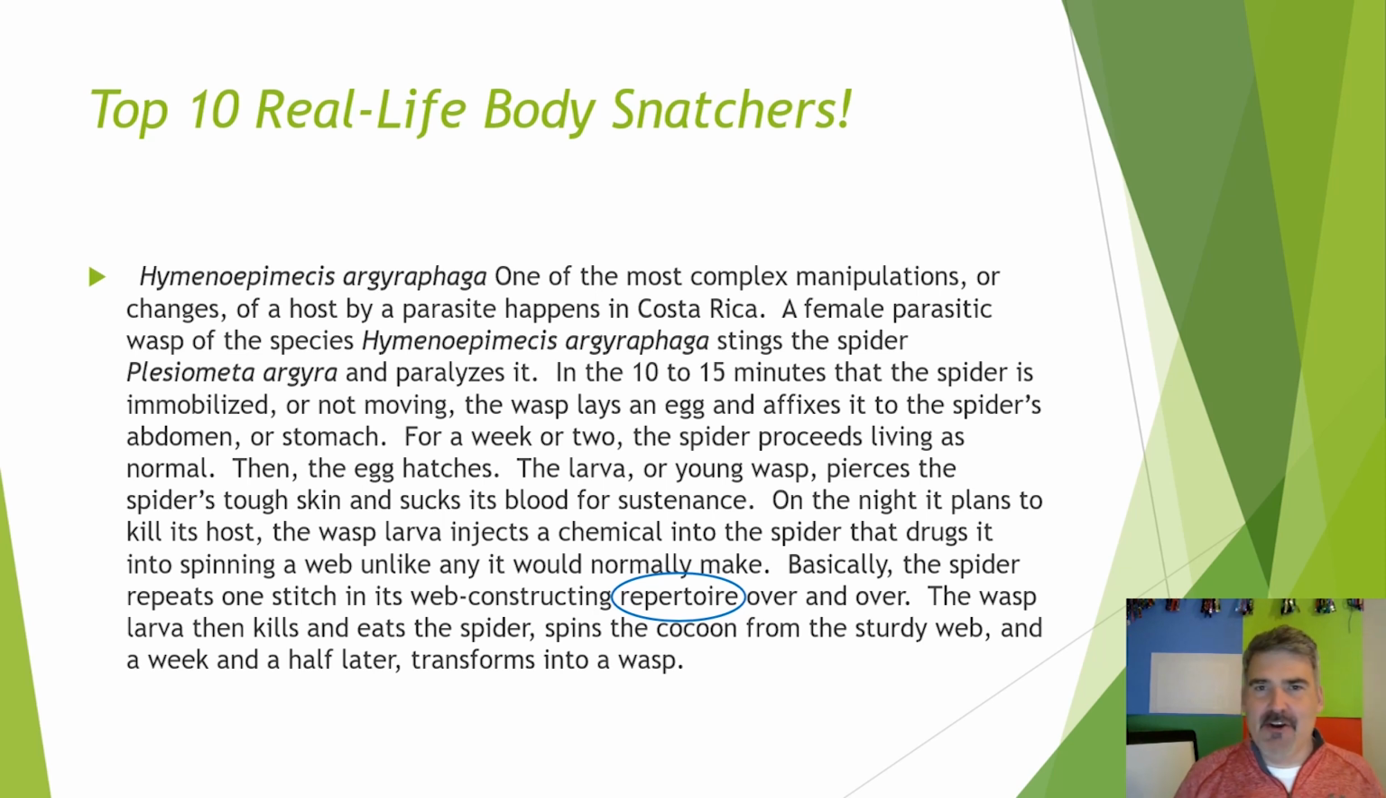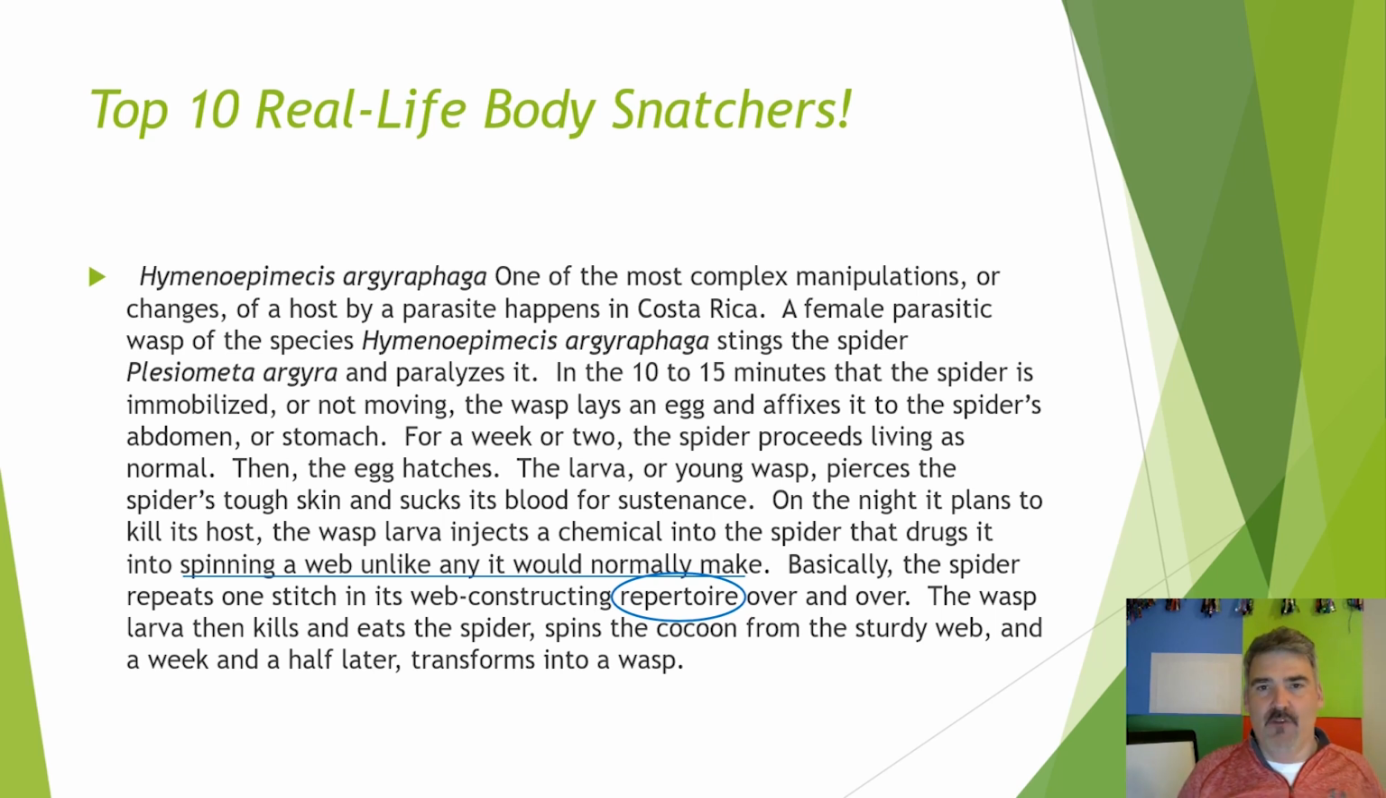So why did the spider not use his whole toolkit or his repertoire of web making strategies? Well, because it was drugged. Before the wasp larva kills the spider, it drugs it. So it'll only make that one stitch over and over. It's all part of the wasp plan. I wonder why the wasp makes the spider make only that one kind of web with that repeating stitch over and over. Let's see.